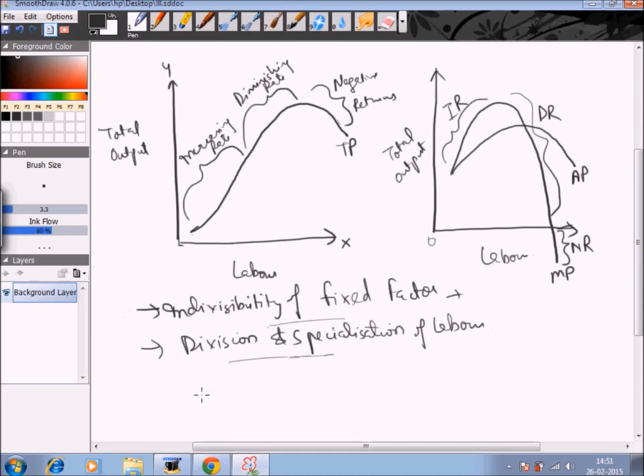Revising, it says that as we increase the variable inputs to a fixed input, the fixed factor of production, the productivity initially increases at an increasing rate, then it increases at a constant rate, and then it starts diminishing.